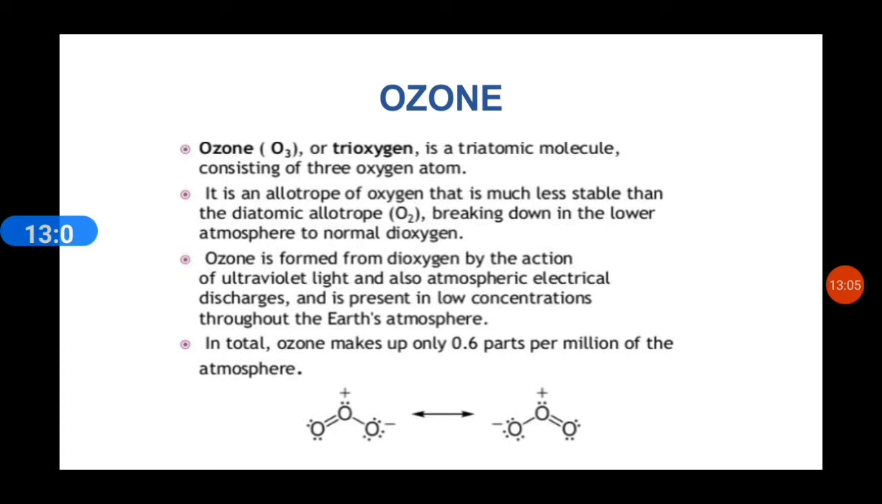Ozone, as told earlier, is a triatomic molecule. The resonating structures of ozone are shown here. The position of the double bond changes in the two. It is an allotrope of oxygen that is much less stable than the diatomic allotrope O2. Ozone is formed from dioxygen by the action of ultraviolet light and also atmospheric electrical discharges. In total, ozone makes up only 0.6 parts per million of the atmosphere.